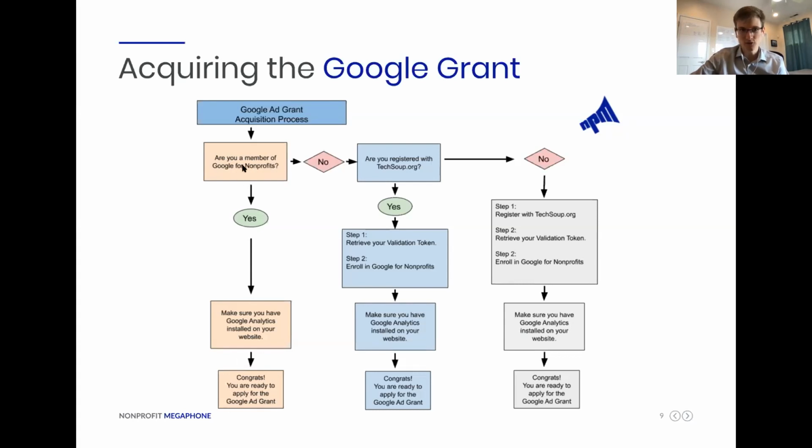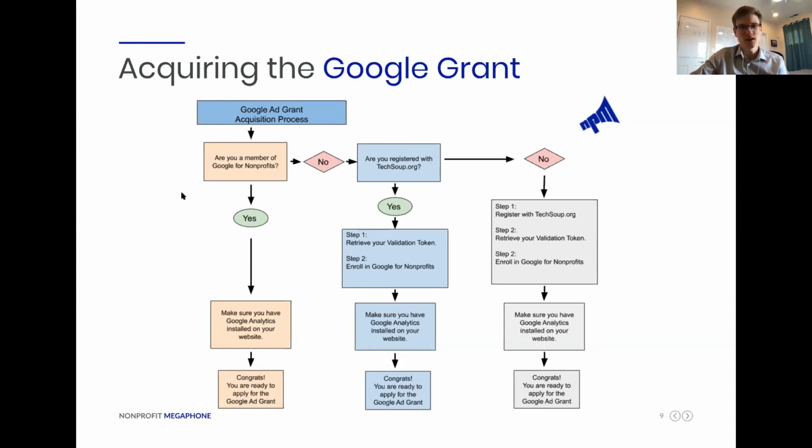If you are not yet a member of Google for Nonprofits, you will be able to claim your Google for Nonprofits account using a validation token that an organization called TechSoup can provide. If you already have an account with TechSoup, you can just log in, get the validation token, put it into Google for Nonprofits, and then your Google for Nonprofits account will be activated. If you're not registered for TechSoup, you can register, get your validation token, then enroll in Google for Nonprofits, and you'll be ready to go. So that is the process: TechSoup, Google for Nonprofits, Google Ad Grant.